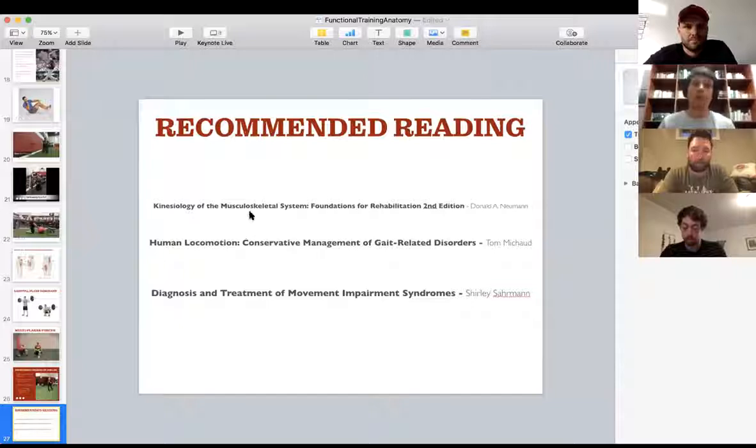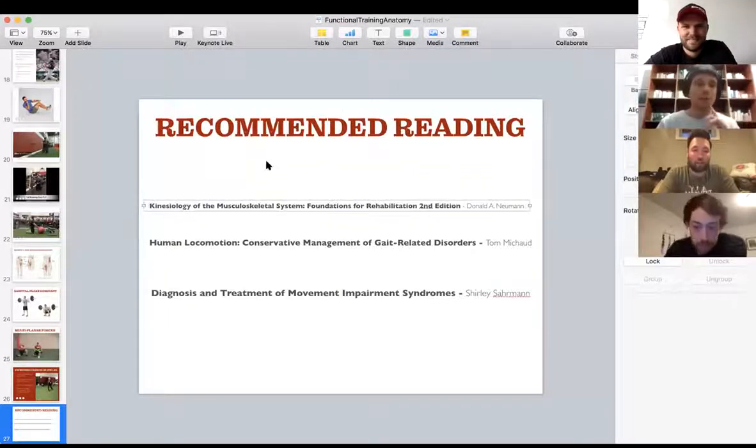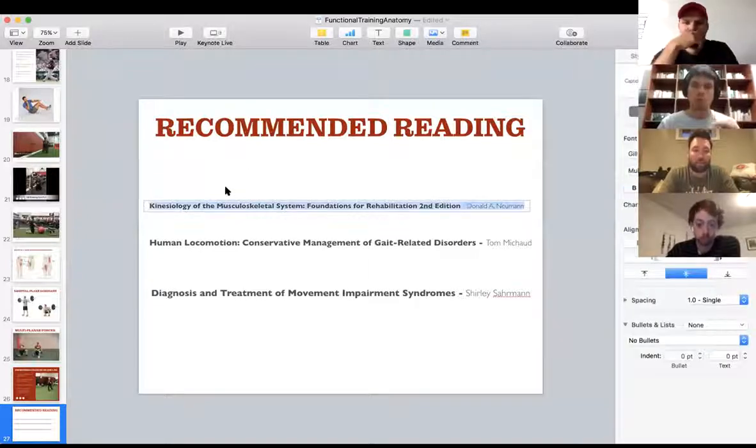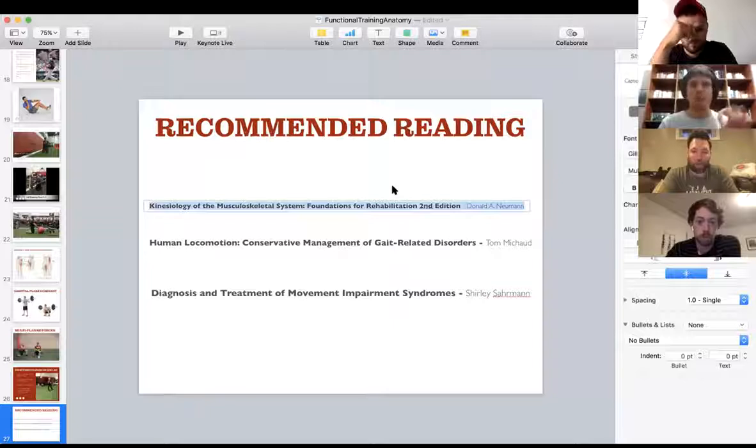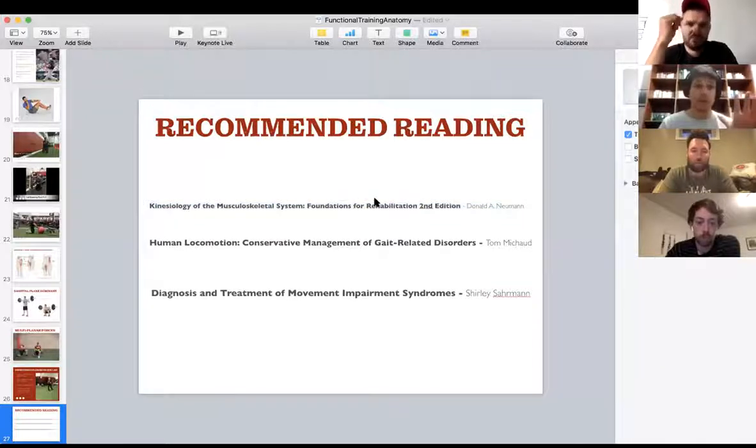I tried to keep it short because I knew Daniel would be long. Recommended reading. I couldn't recommend this first book more. I still go back to it when people ask me for an anatomy book: Kinesiology of the Musculoskeletal System: Foundations for Rehabilitation by Donald Neumann. I have an old ratty version. It's the second time I've had it; I've probably completely destroyed the first one. I still refer to it all the time. It's probably the best functional anatomy book you could use for understanding what goes on at the joints. Then Tom Michaud, Human Locomotion: The Conservative Management of Gait-Related Disorders.